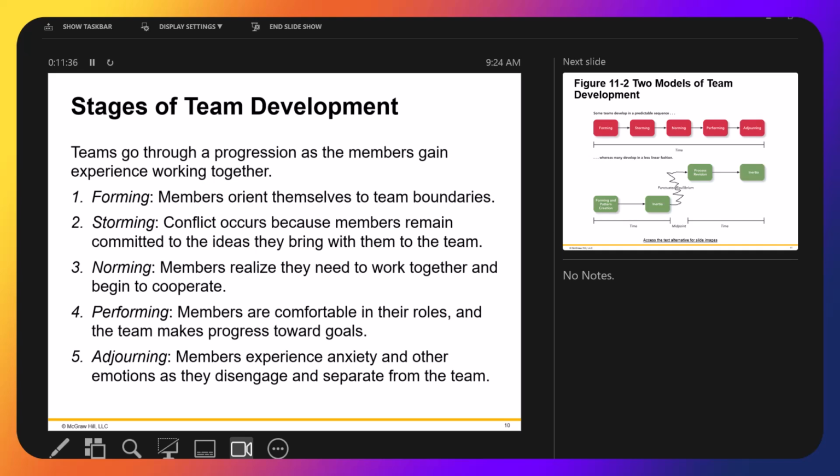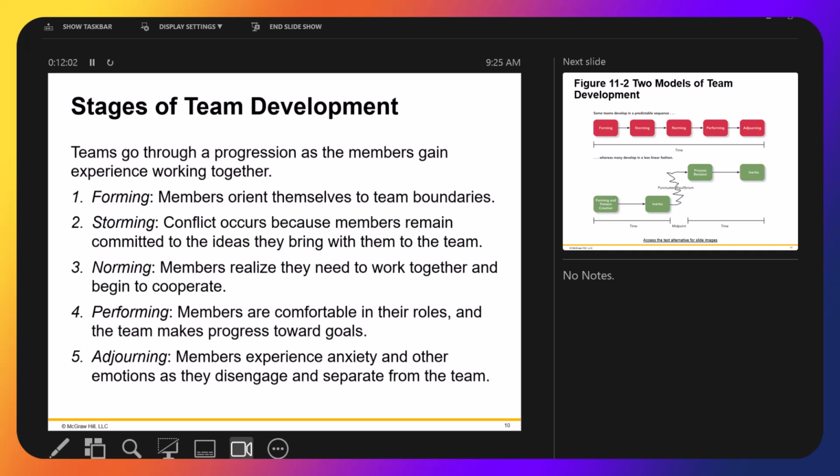So, stages of team development. Teams go through a progression as the members gain experience working together. These are the stages right here that I never really understood exactly, but I've been through them, and I understand them, and I've seen this happen in the real world, and you will too. But now you'll actually understand what it is as you go through those.